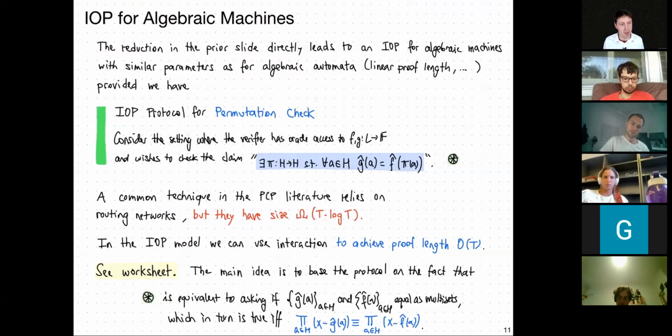Then Tom will also shift gears and talk about applications, so delegation of computation and hardness of approximation. Both will be, I would say, fairly more lightweight lectures, and so that will conclude things. And tomorrow at the recitation, you will have worksheets about this permutation check and writing rational constraints for Fibonacci.